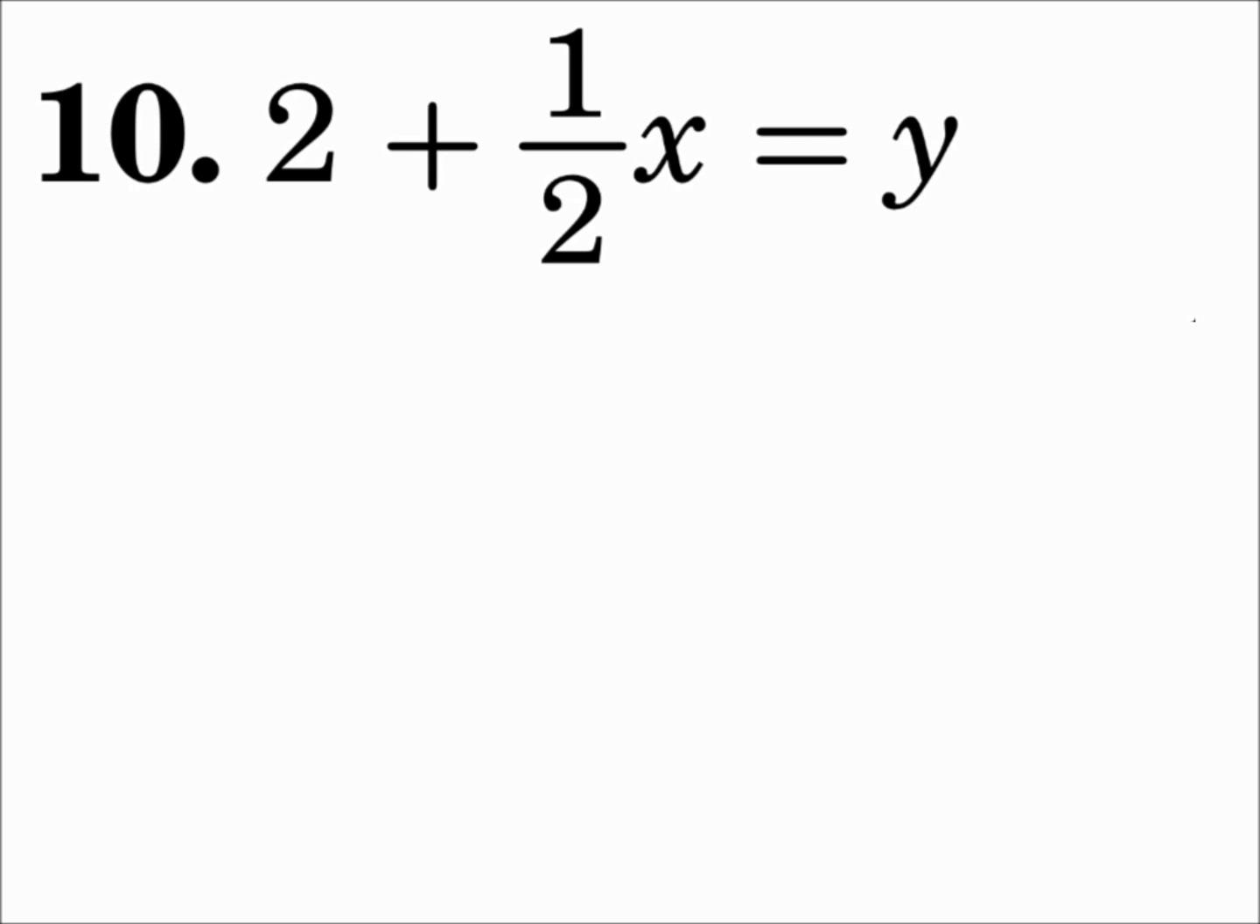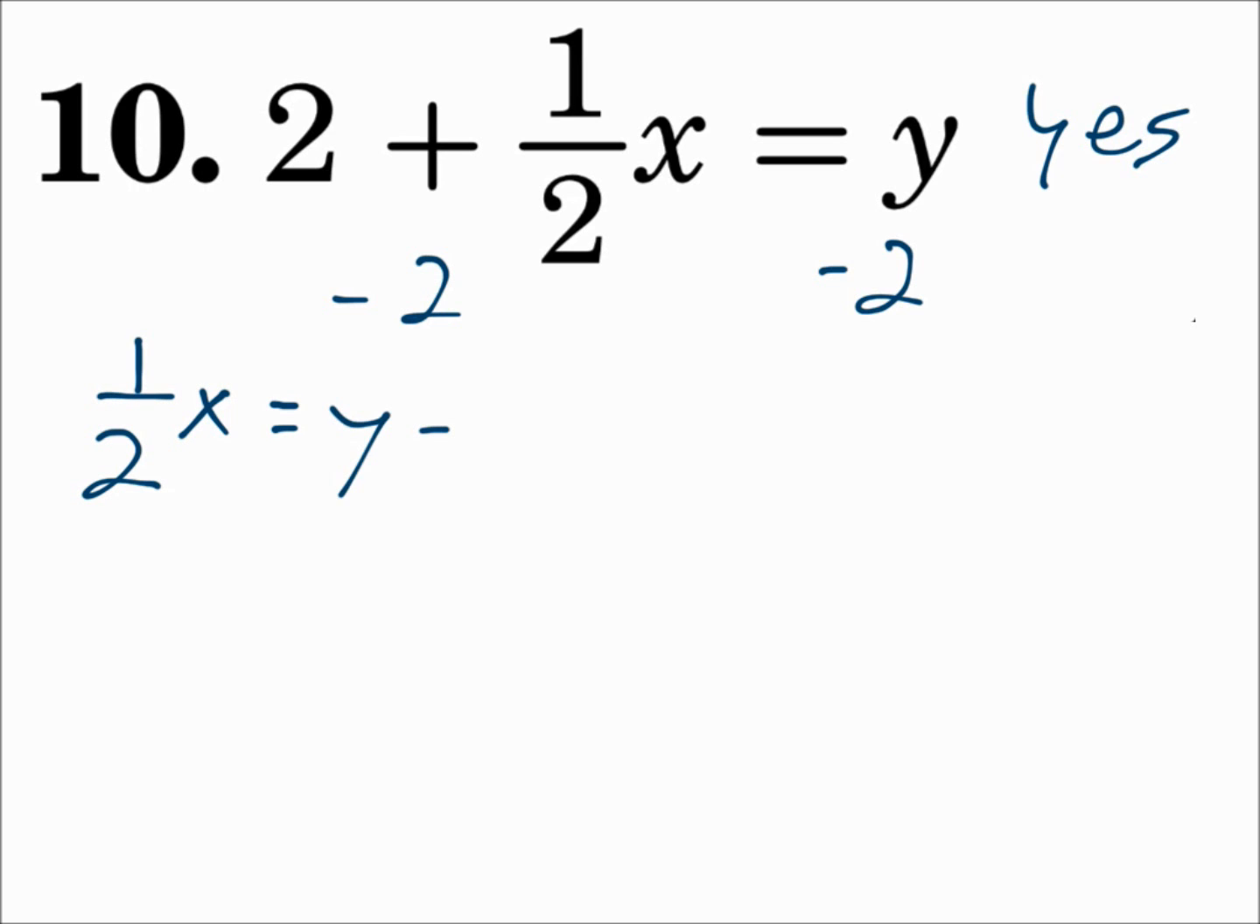Number 10, 2 plus half x equals y. Well, there's no x squareds and no y squareds and no x times y's, so this is linear. Now let's put it in standard form. The x's are on the left, but there's also constants on the left. Those need moved. Subtract 2 from each side. 2 minus 2 is 0 on the left. 0 plus half x is half x. On the right, you have y minus 2.